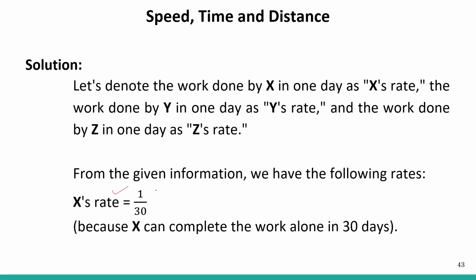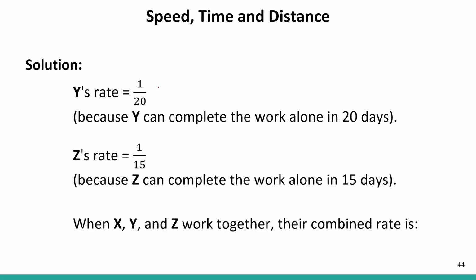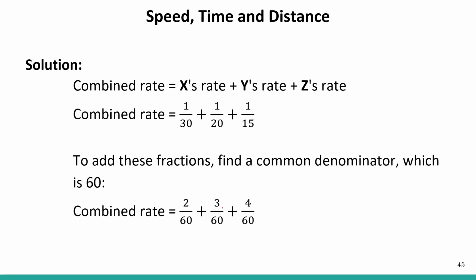So X's rate is equal to 1 by 30. Okay, and Y's rate is equal to 1 by 20. So Z's rate is equal to what? 1 by 15, because Z can complete the work in 15 days. So combining X, Y and Z together, what we are left with is 1 by 30 plus 1 by 20 plus 1 by 15. That will be over 60. So it will be 2 plus 3 plus 4, which is equal to 9 by 60.